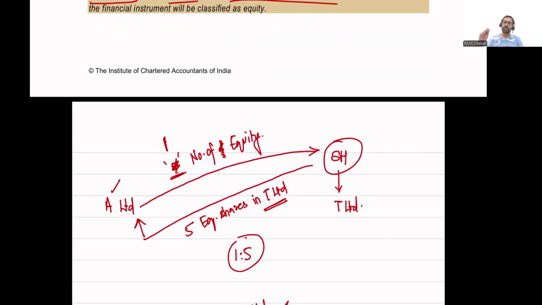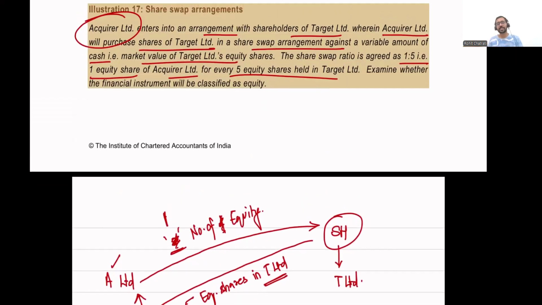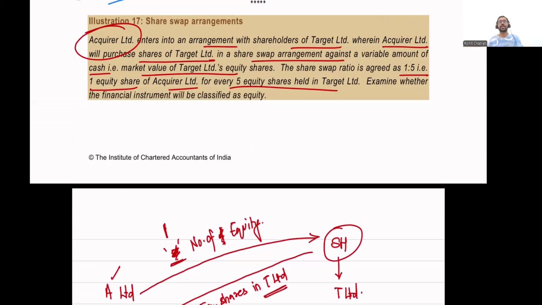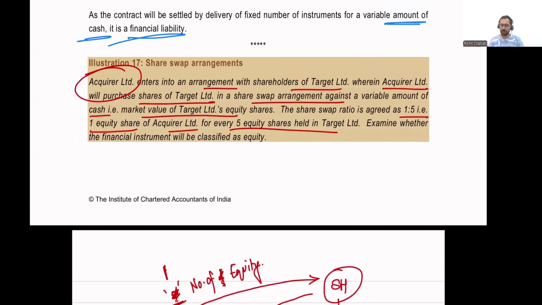At the end of 3 months, whatever is the share price, depending on that, I am going to receive consideration. All right. So over here, it is not passing the fixed for fixed test. A Limited has an obligation to issue a fixed number of equity shares for a variable amount of consideration, and therefore the instrument will be classified as a financial liability in the books of Acquirer Limited, and it won't be classified as an equity component.